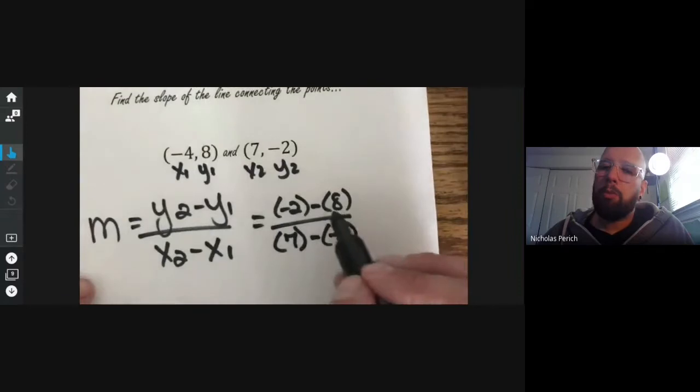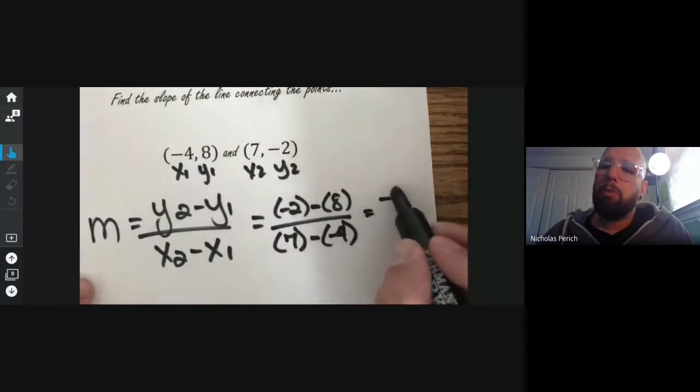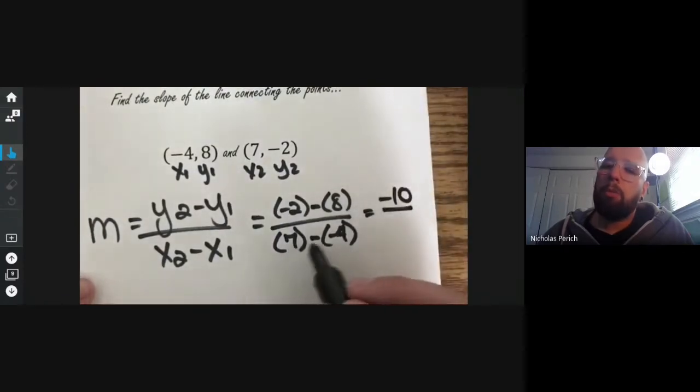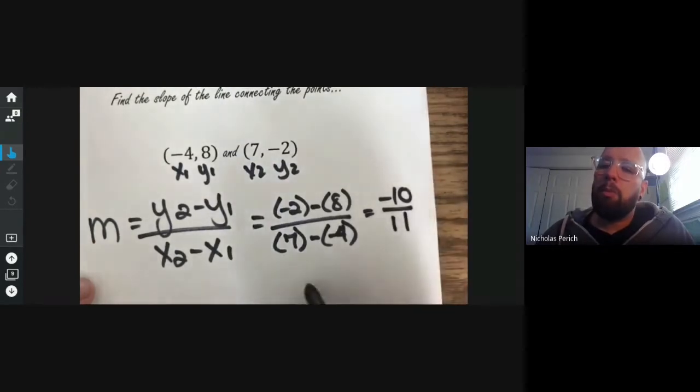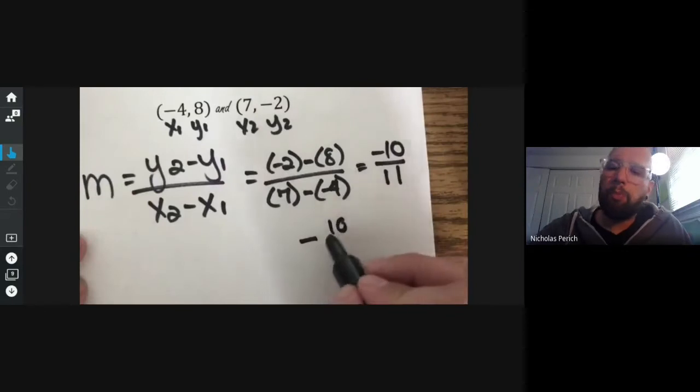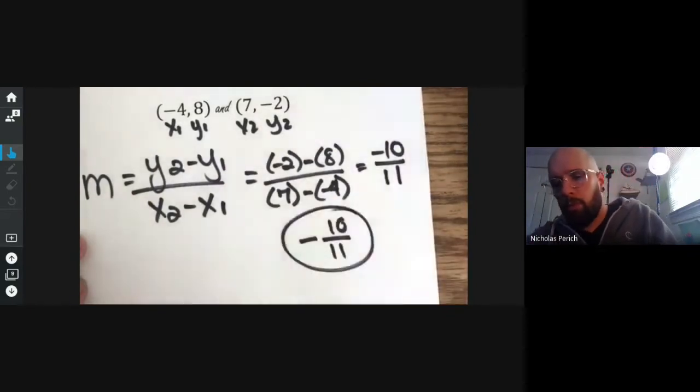Negative 2 minus 8 is negative 10. 7 minus negative 4 is positive 11. And I end up with negative 10 over 11. Done. Cool.